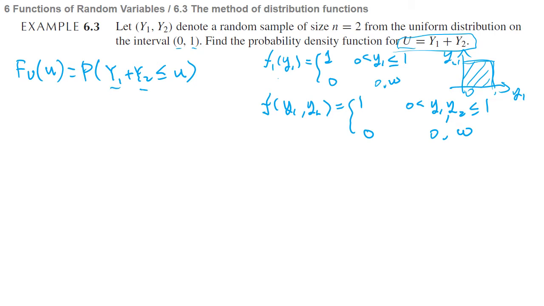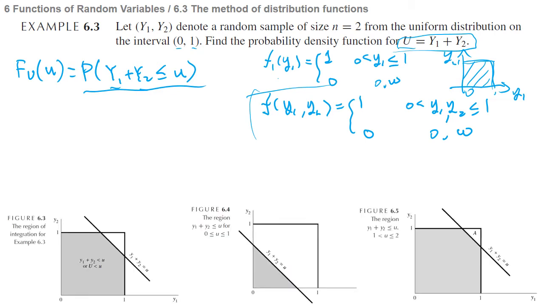To calculate this probability, we already know the joint density function of y1 and y2, so we can calculate it by integrating the joint density function of y1 and y2 over this region, where y1 plus y2 is less than or equal to u. What's the region of this? Actually, there are two different cases. Let's look at what this area looks like.